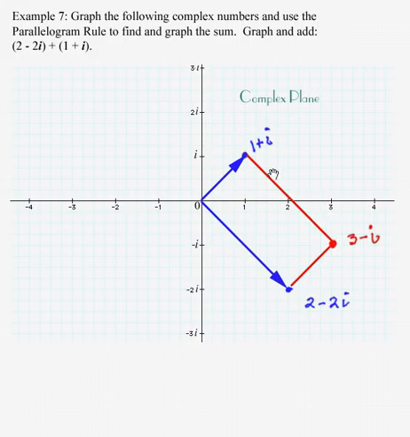And we all know that 1 plus 2 is 3, 1i minus 2i is negative i. And that's where this point is located on the complex plane. That's located at 3 units for the real part and negative i units for the imaginary part.